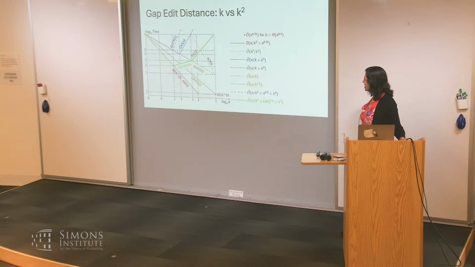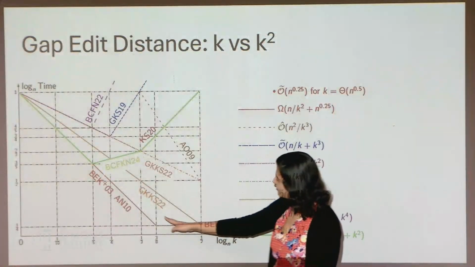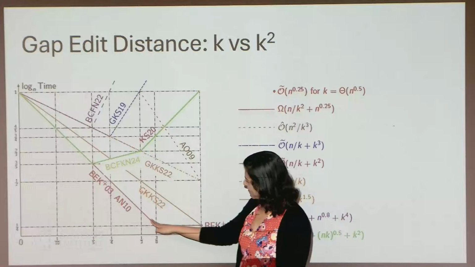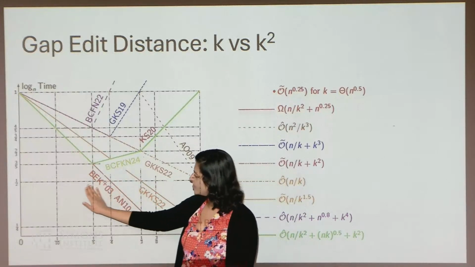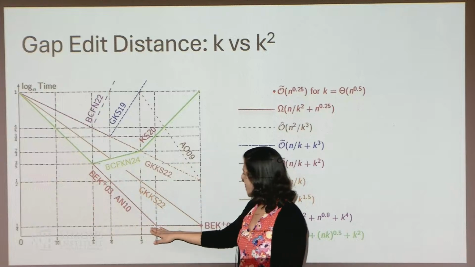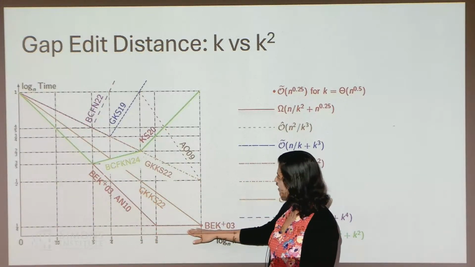Okay, so this is the state of the gap edit distance right now. This red line is the lower bound. Up to this point, it's coming from the Hamming distance or Ulam distance lower bound, so we really cannot do anything over here. This is coming from the 2003 paper, so we cannot really do anything over here.